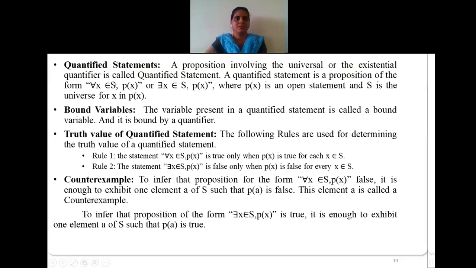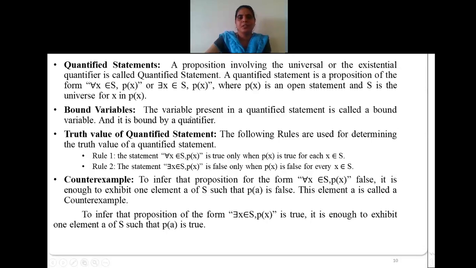Next, some important terms. First, the quantified statement. A quantified statement means a proposition involving universal or existential quantifiers. A quantified statement is a proposition of the form for all x belongs to S, P(x), or there exists x belongs to S, P(x), where P(x) is an open statement and S is the universe for x in P(x), or you can say the domain of x in P(x).